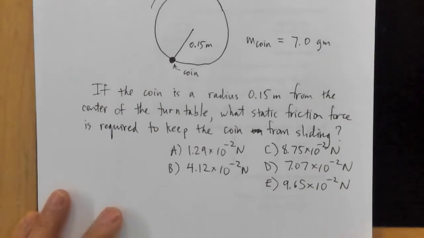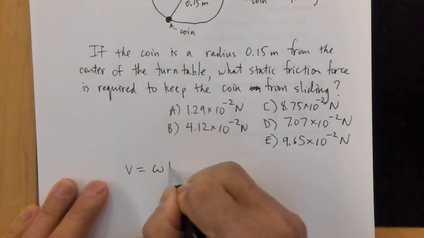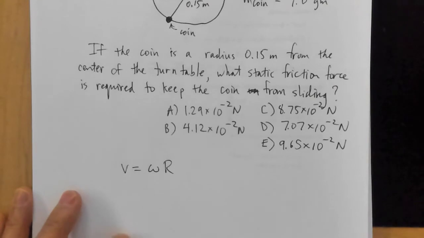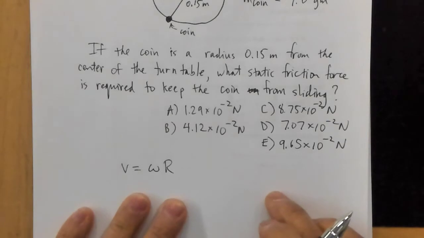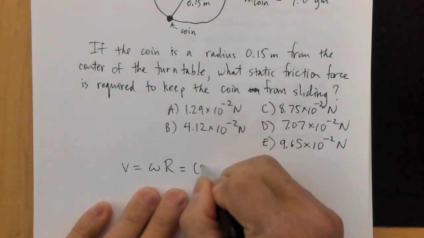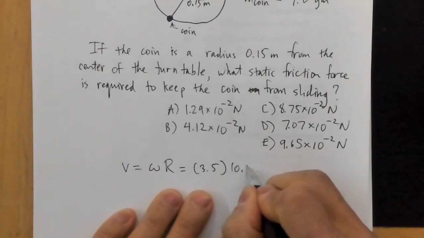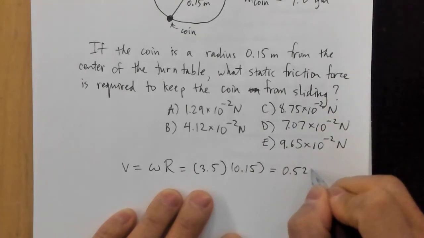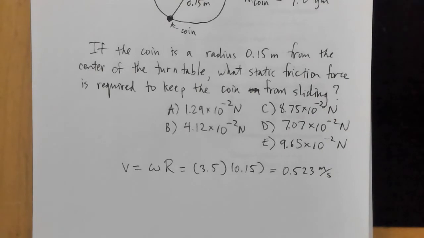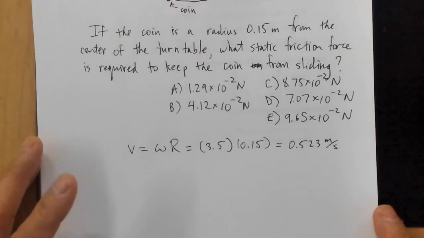Okay, first we need to know the speed of the coin. So v is equal to omega times the radius. So you just multiply by the radius to go from omega to v. Omega times r. So we have 3.5 radians per second, the omega, times the radius, which is 0.15, and that comes to about 0.52-something meters per second. All right, now the rest is pretty straightforward.